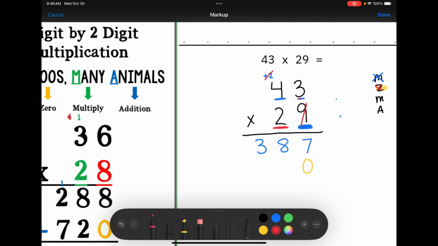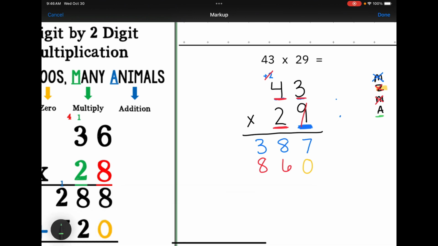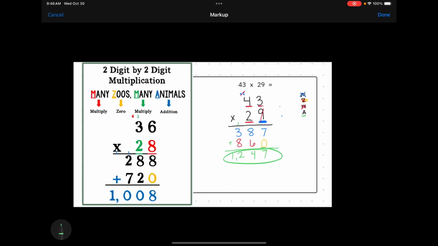Now I'm going to multiply 2 times 3, always going back and going to the ones place first. So 2 times 3 is 6, nothing to carry this time. And then 2 times 4 is 8. Next M, check. Finally, my last step is A, add. So with these two numbers, I'm simply just going to add those up to get my final answer of 1,247. You'll notice that this is a really similar way to partial products, but it is just that faster, more efficient way of getting to the final answer.